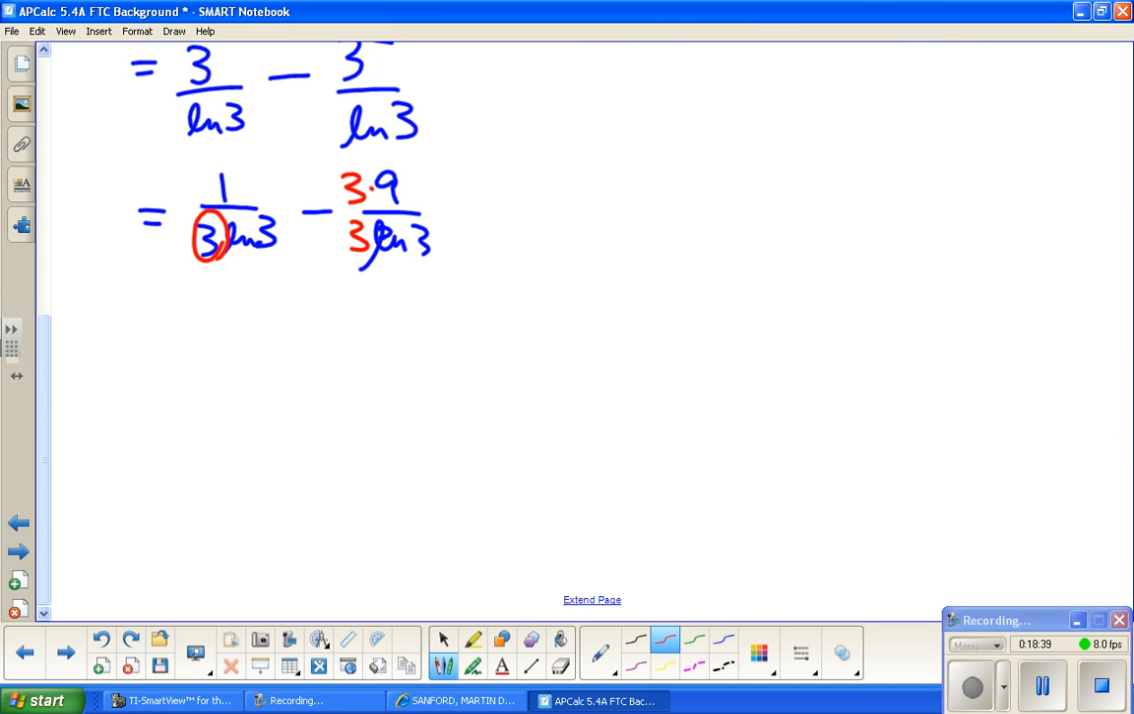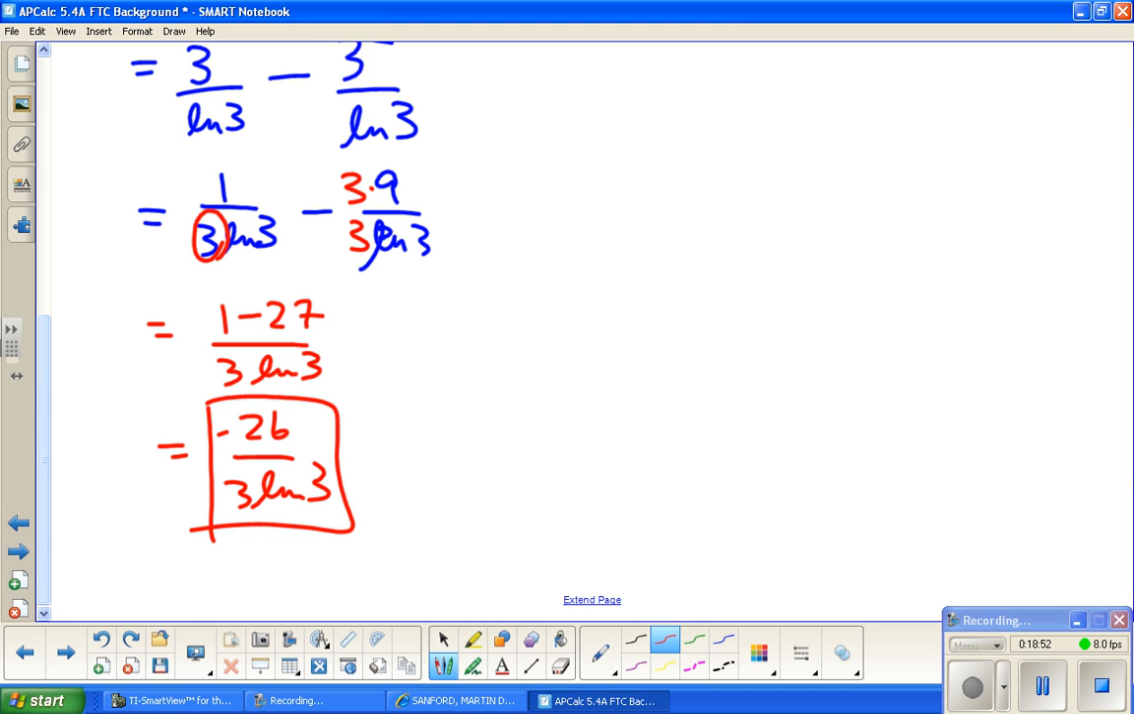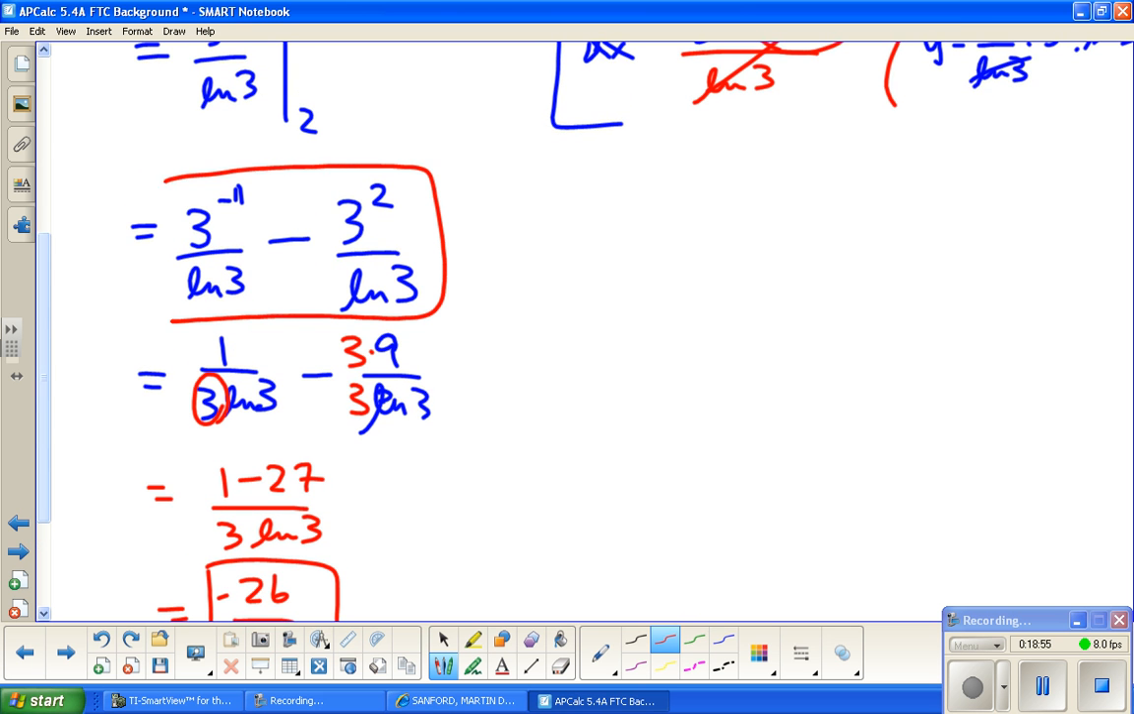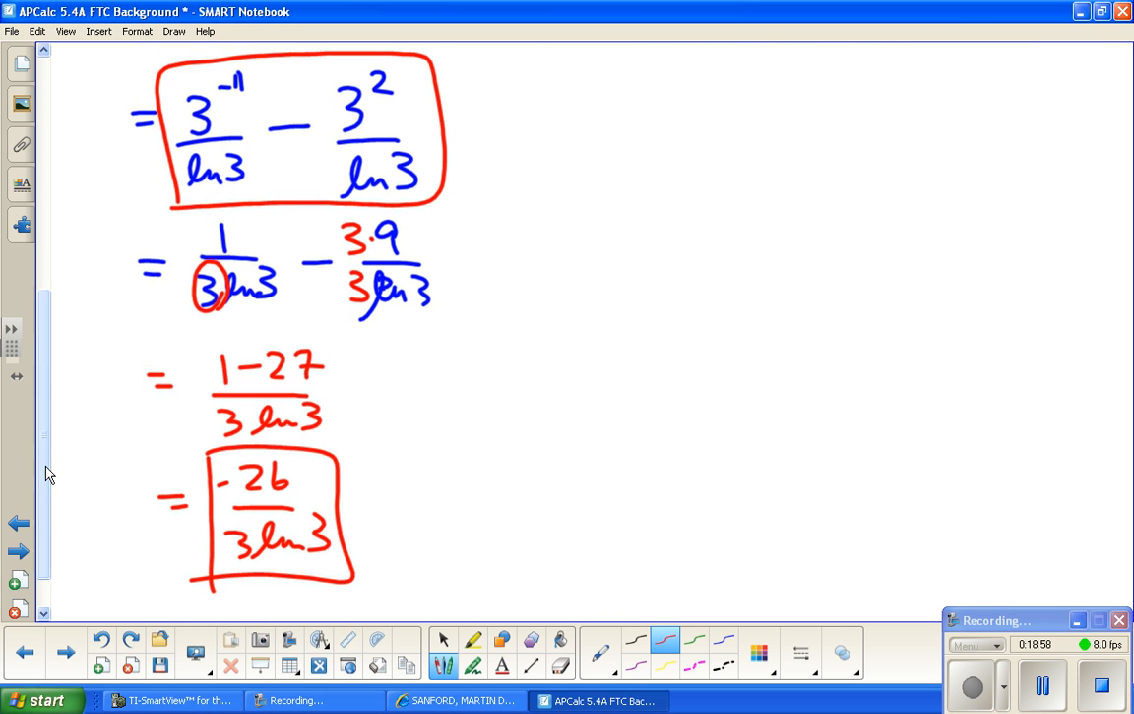Okay, almost done with this problem. So this is going to be 1 minus 27 over 3 natural log of 3, negative 26 over 3 natural log of 3. As you know, if we have a multiple choice question like this, the answer is never going to look like that. Checking answers in the back of the book, it's never going to look like that. If it's a calculator problem, then you could just type it in. Okay, I just want to do one more problem like that, same idea.